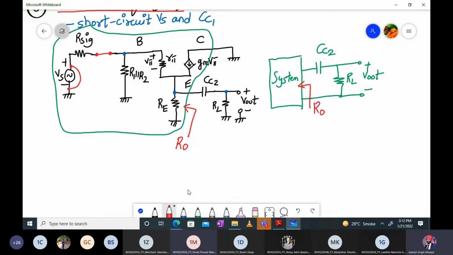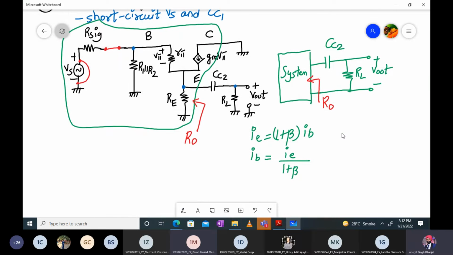So the current flowing through the emitter is given by 1 plus beta times IB. Let me write small ib. And if I want to write IB in terms of IE, how can I write it? IB is IE divided by 1 plus beta. Over here, the impedance offered by the current source will be infinite again. So this terminal will be open circuited.